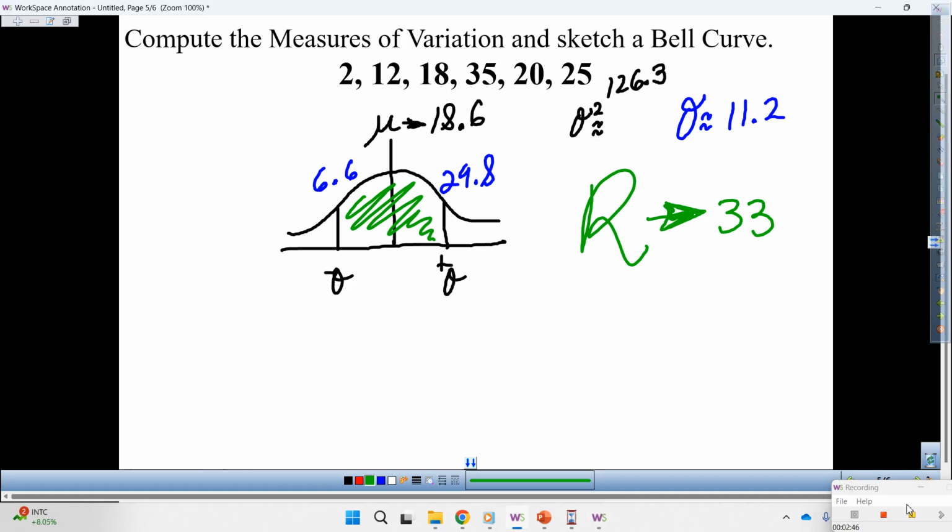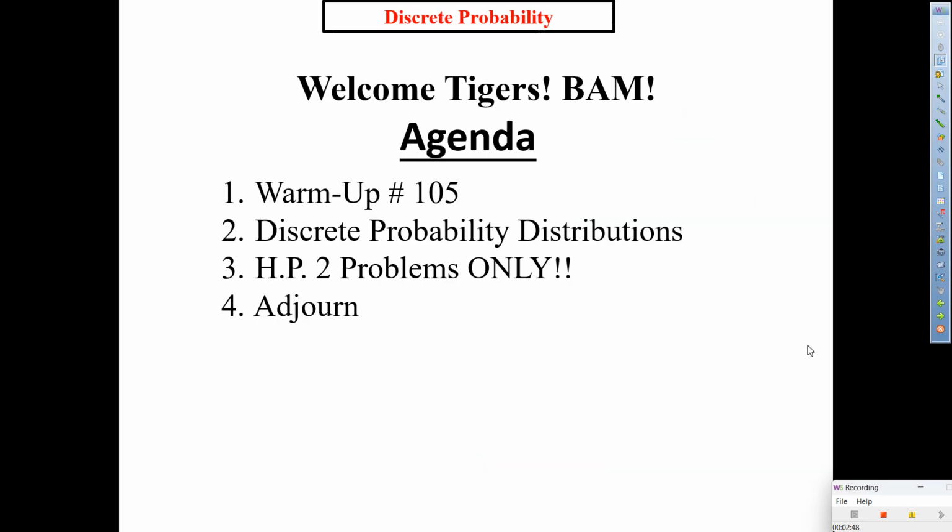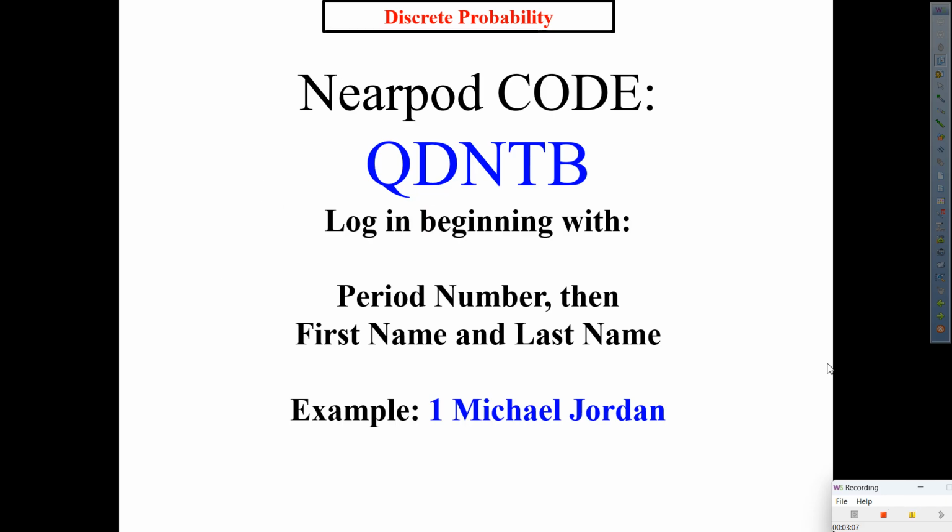Let me send you a screen. All right, and copy the agenda. Warm-up 105 is done. Discrete probability distribution. Today we're moving on to another portion of discrete probabilities. And tonight's homework, 2 problems only. Copy that, please. All right, copy the code to access the homework, QDNTB.